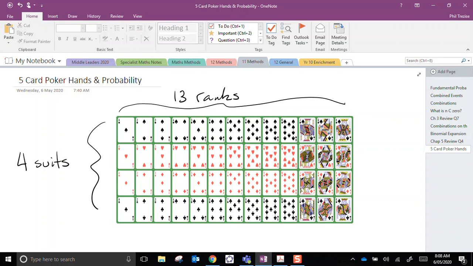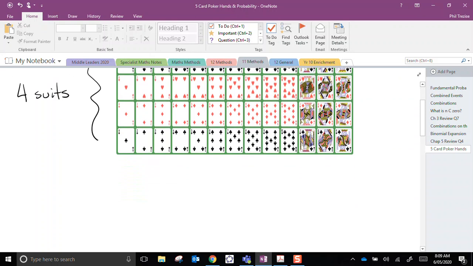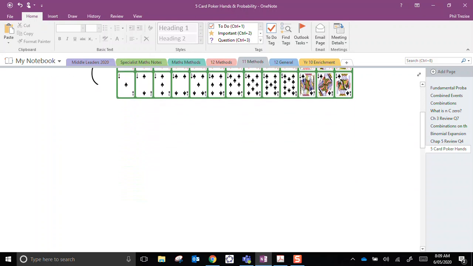But of those, there are 4 aces. And then the aces, of course, there'll be an ace of spades, an ace of hearts, and so on. And now, first of all, let's consider if we were choosing 5 cards at random from the deck, how many different ways could that happen? Well, there are 52 cards, and we would choose 5.